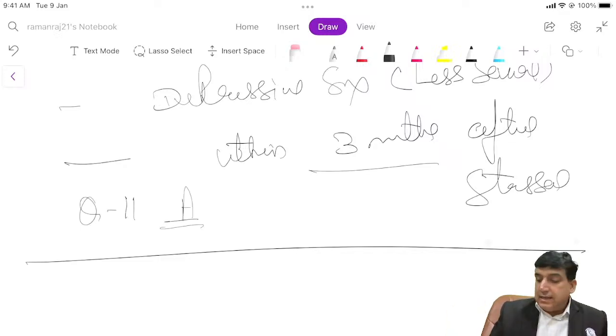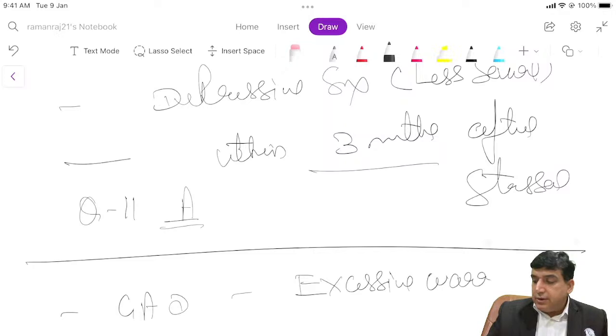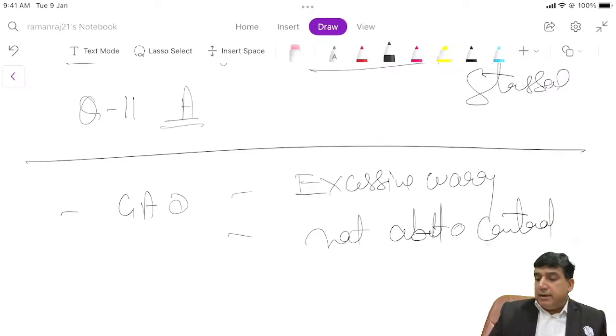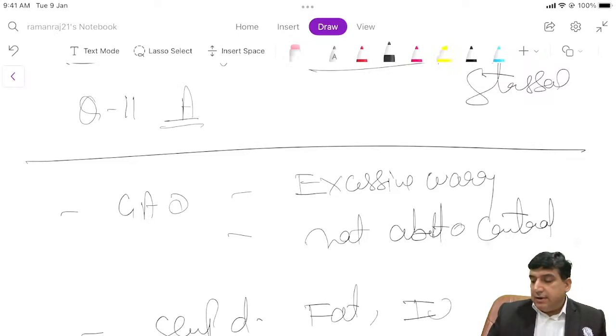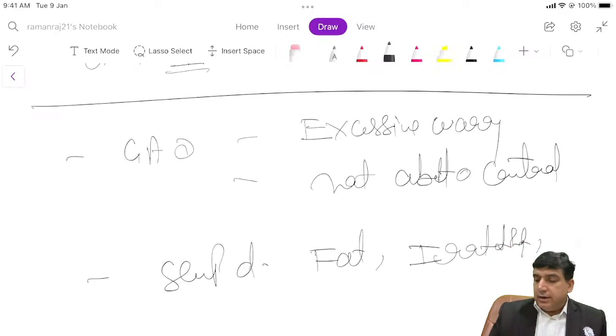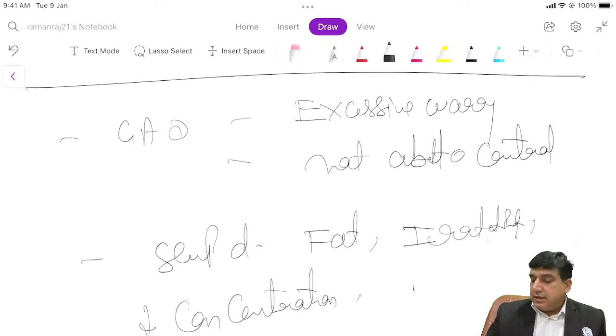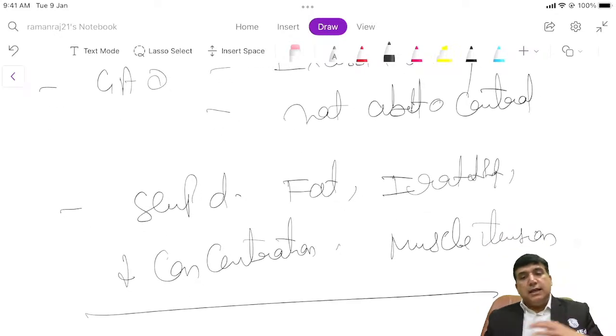Generalized anxiety disorder, we basically have excessive worry. The patient will have excessive worry, but is not able to control that worry. And the person will have sleep disturbance, fatigability, irritability, decreased concentration, and muscle tension. These types of symptoms we have in generalized anxiety disorder. Free floating anxiety, the examiner can use the word.